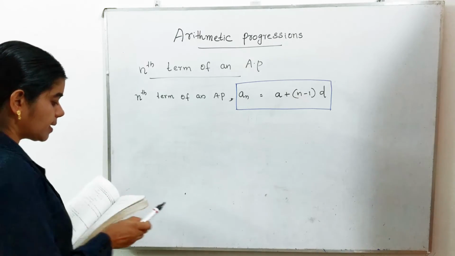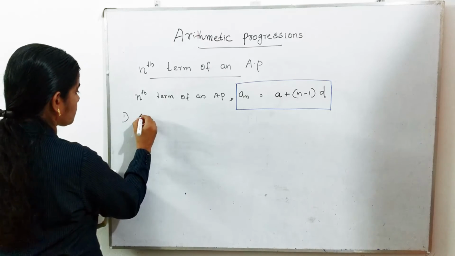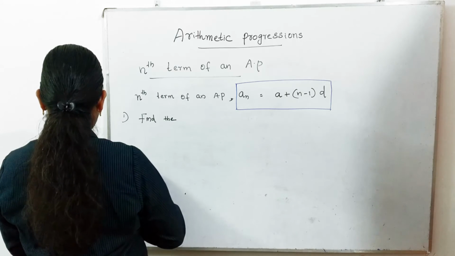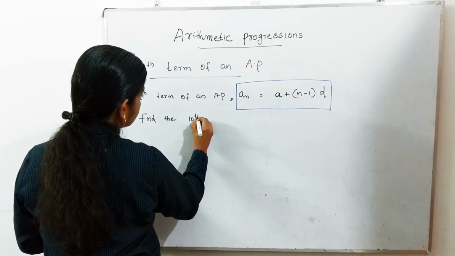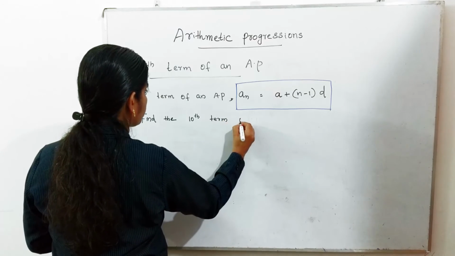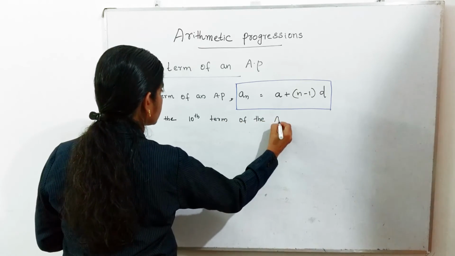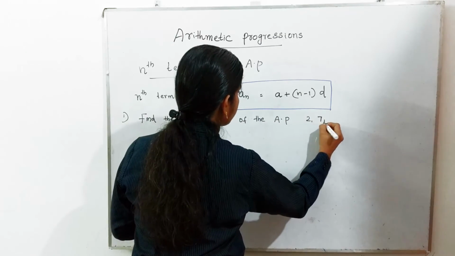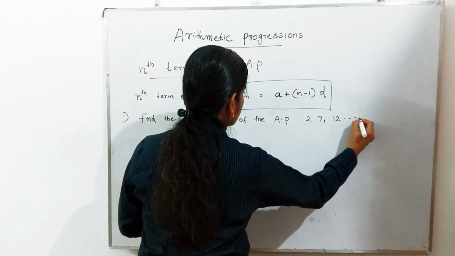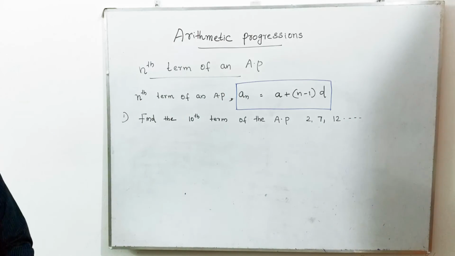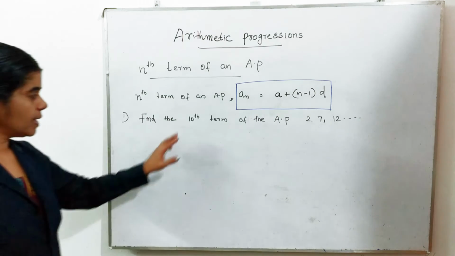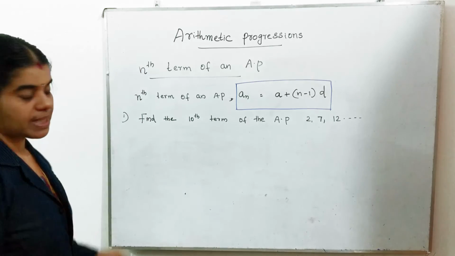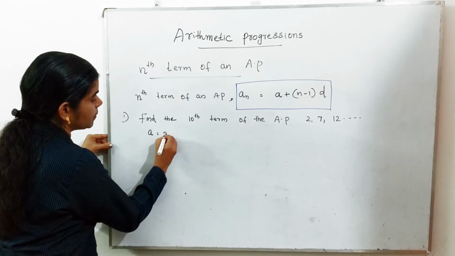Find the 10th term of the AP 2, 7, 12. It is an infinite AP. After getting this AP, you want to find out A. What will be the A? A is equal to 2. That will be the first term. A is equal to 2.